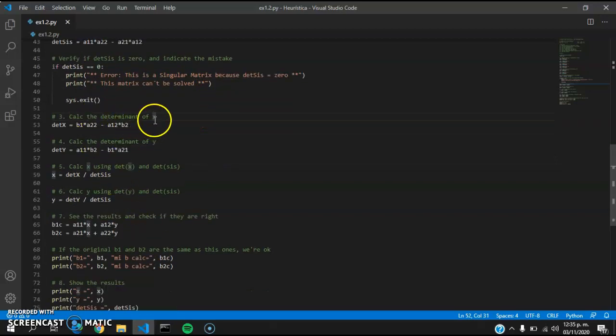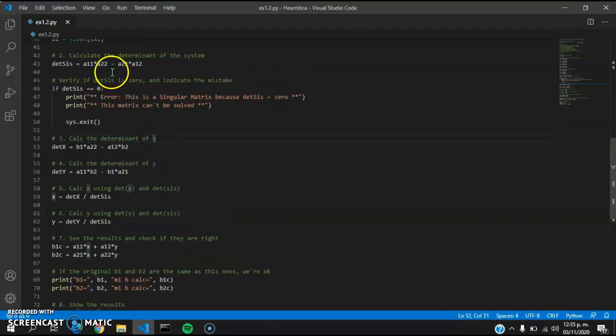Now we're going to calculate the determinant of x, which is determinant x equals b1 times A22 minus A12 times b2. As you can see, it's the same formula as this one, but now we're going to change A11 for b1 and A21 for b2. And with y, it's the same case, just that we're going to change other values, A22 for b2 and A21 for b1. Now we have the determinants.